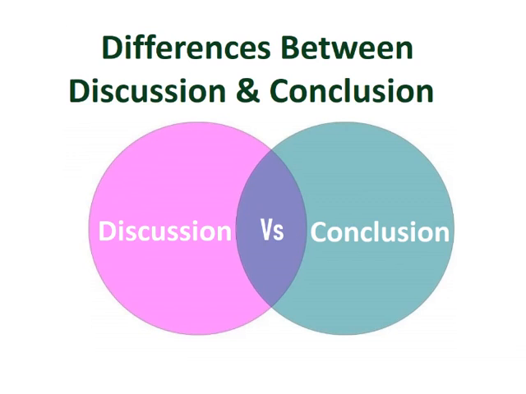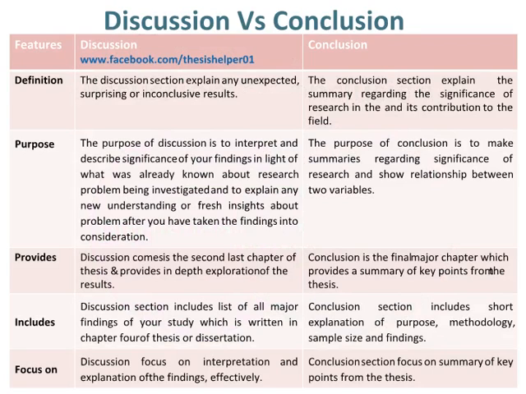Differences between discussion and conclusion. Discussion versus conclusion. The discussion section explains any unexpected, surprising or inconclusive results, whereas the conclusion section explains the summary regarding the significance of research and its contribution to the field.